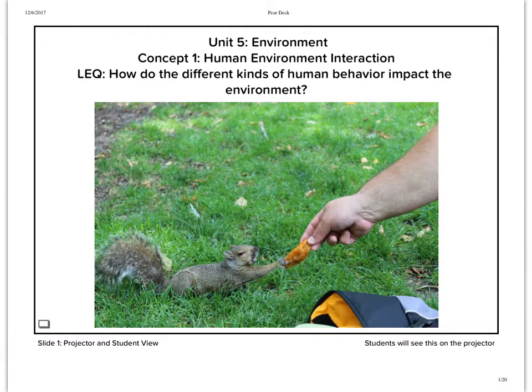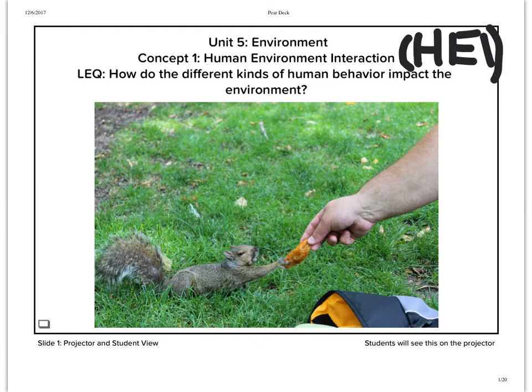So Concept 1 is called Human-Environment Interactions. I want you to skip over the map and look at the title of Concept 1. You'll see Concept 1, Human-Environment Interaction. Next to it, I want you to write HEI. That's an abbreviation you'll see sometimes for human-environment interactions. So I want you to just write that next to the title. It'll say Concept 1, Human-Environment Interactions, HEI.